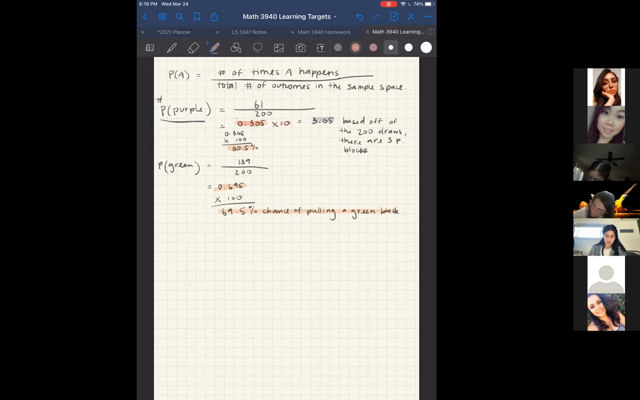So this is the probability. And then to figure out how many blocks there are based off of the information that we have for green, we would multiply the 0.695 by 10 because we know there are 10 blocks. And that gives us 6.95. And we can round that up, and that will give us 7 blocks, 7 green blocks.